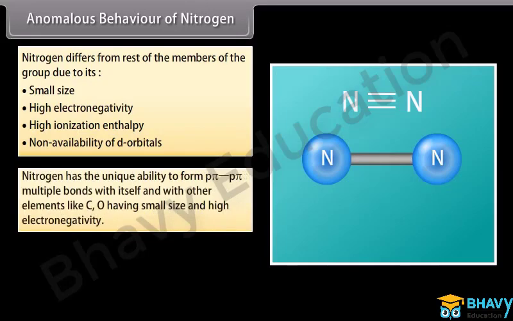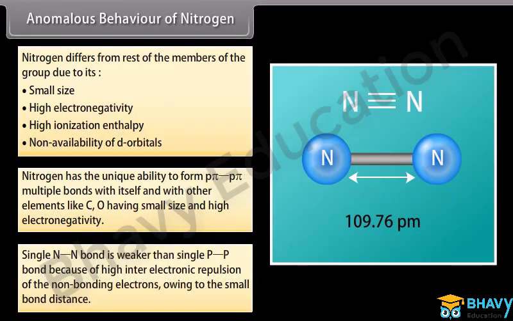Nitrogen has the unique ability to form pπ-pπ multiple bonds with itself and with other elements like carbon and oxygen, having small size and high electronegativity. Thus, nitrogen exists as a diatomic molecule with a triple bond between the two atoms, having high bond enthalpy 941.4 kJ per mole. The single nitrogen-nitrogen bond is weaker than the single phosphorus-phosphorus bond because of higher inter-electronic repulsion of the non-bonding electrons owing to the small bond distance.